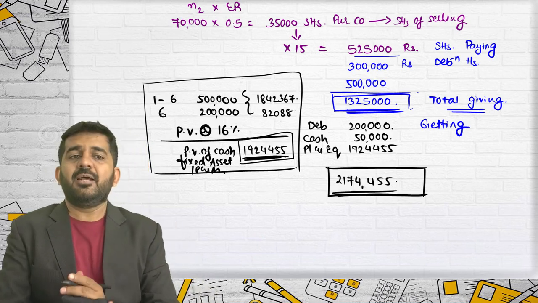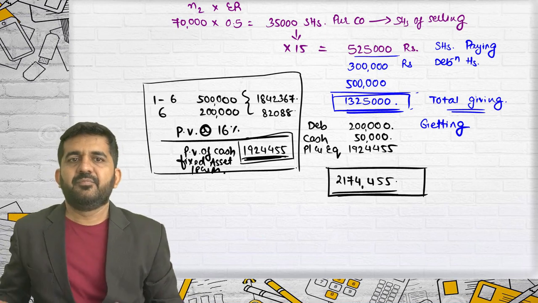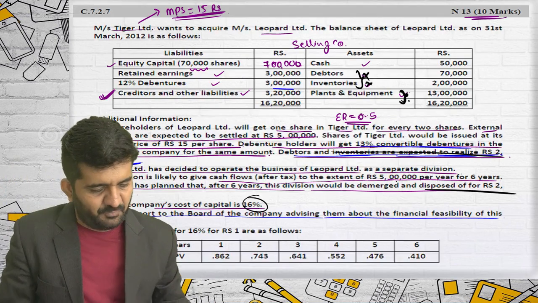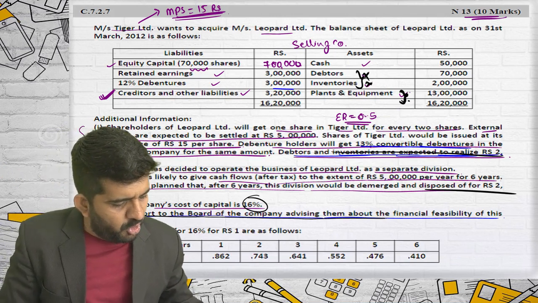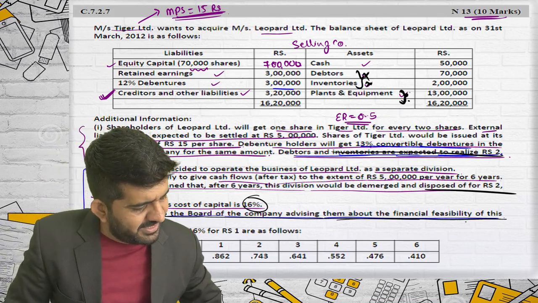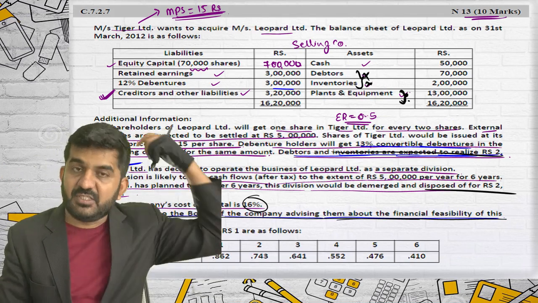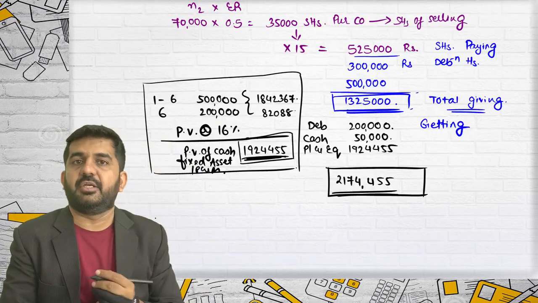Let's start it. What are they asking us to find out? Try to concentrate. Make a report to the board of the company advising them about the financial feasibility of acquisition.